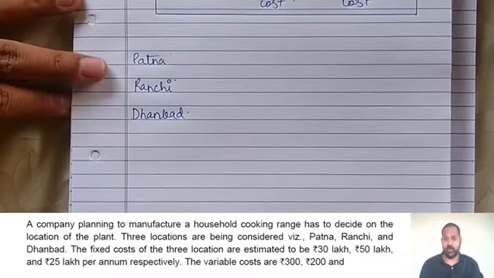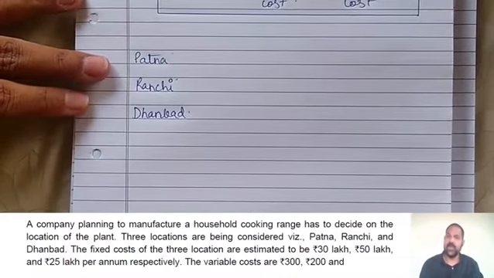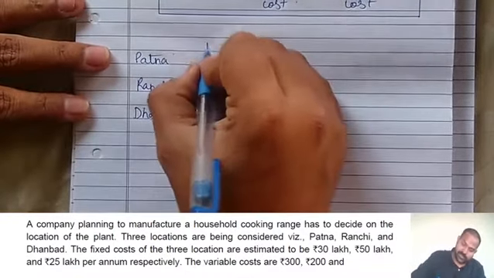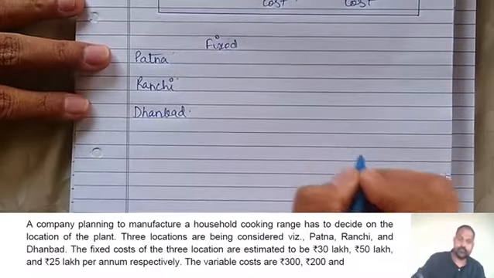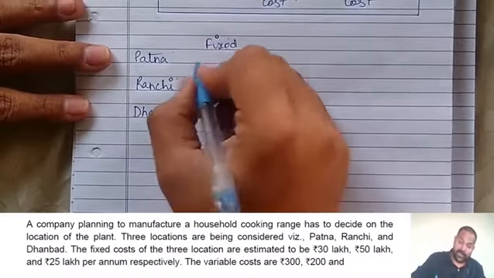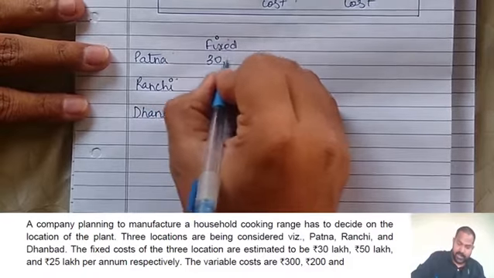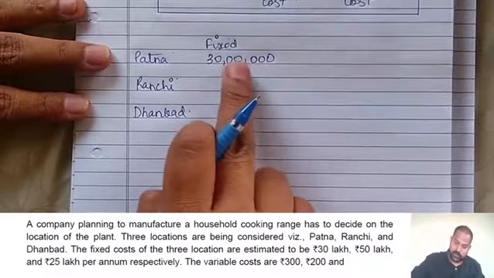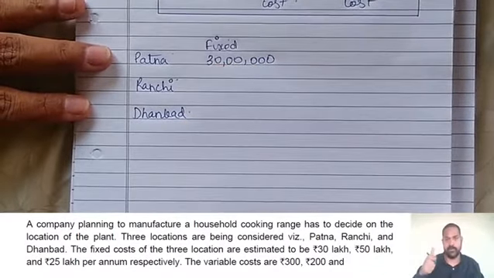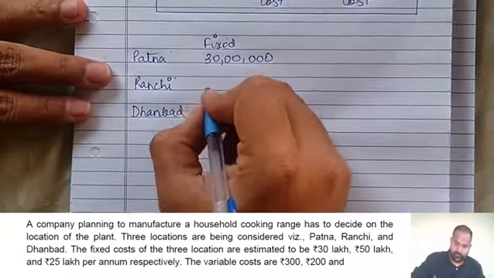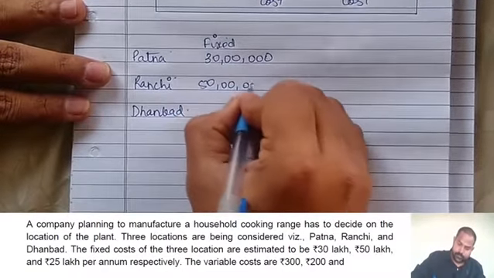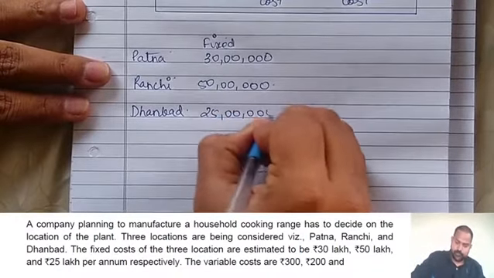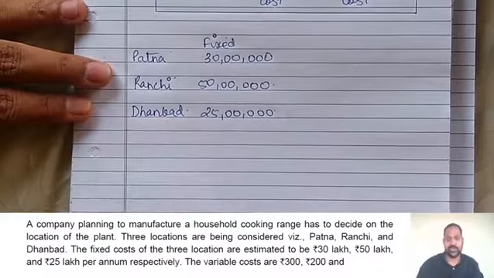The fixed costs of the 3 locations are estimated to be 30 lakh, 50 lakh and 25 lakh per annum. So fixed cost. Fixed cost for Patna is going to be 30 lakh. I'm bad at this, so let me count 1,000, 10,000, lakh, 30 lakh. Perfect. Ranchi is 50 lakh and Dhanbad is 25 lakh respectively. Fantastic. If you notice, Dhanbad has the lowest fixed cost.